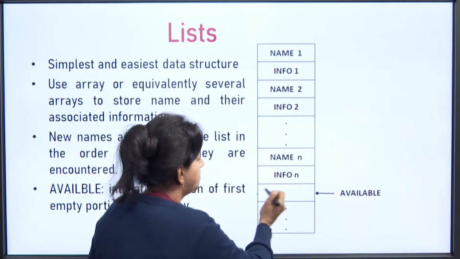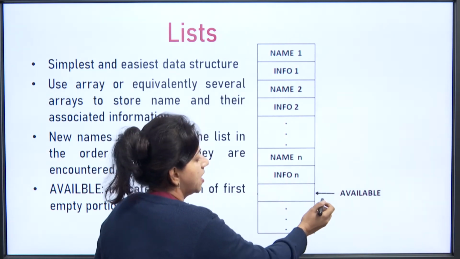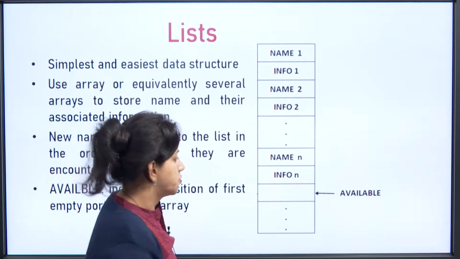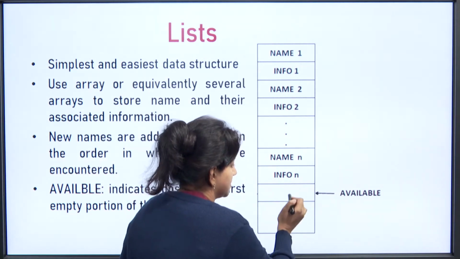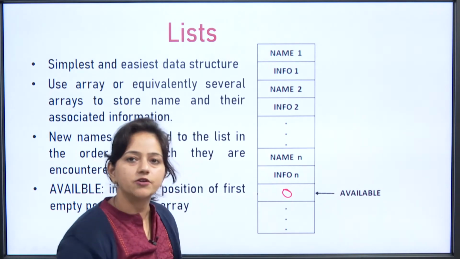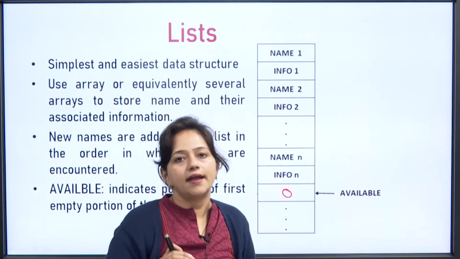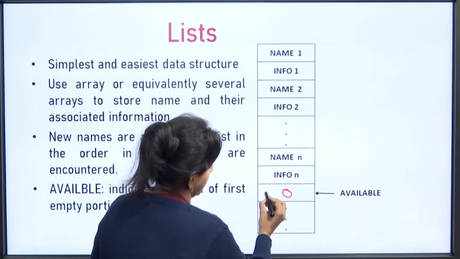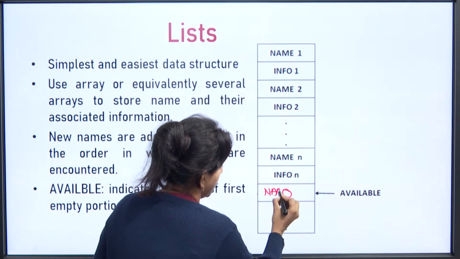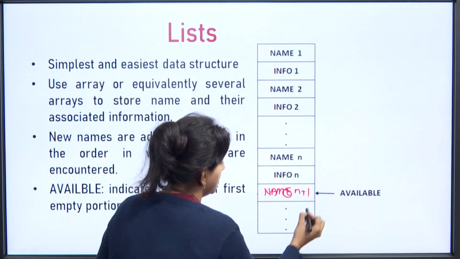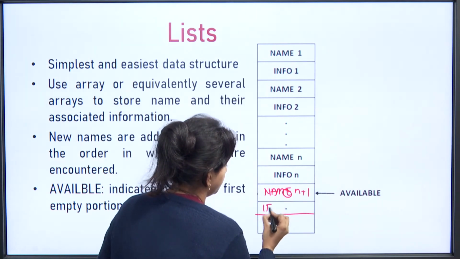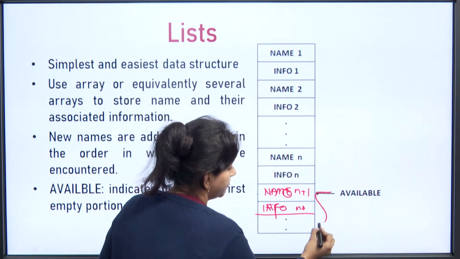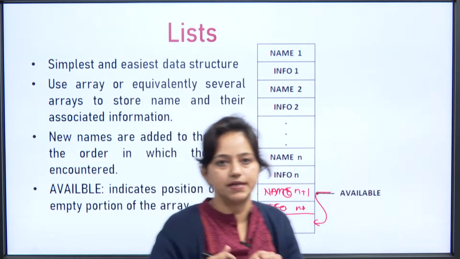And here this is the blank cell, which is pointed to by available, and available shows the first available space. Now, suppose we need to enter name n plus 1 into the table, then it will be stored here, name n plus 1, then we will store its information, that is info for n plus 1, and now available will point to the next available space.